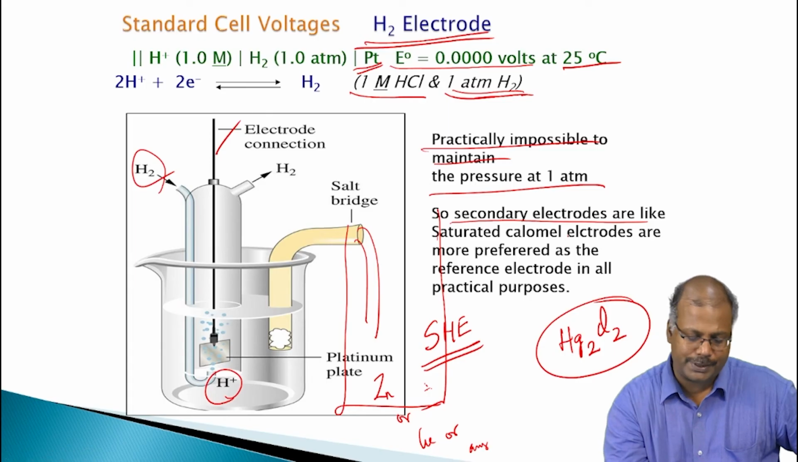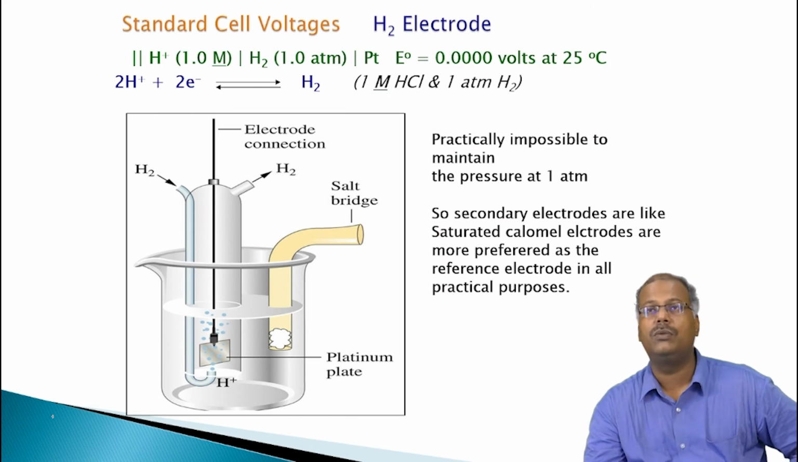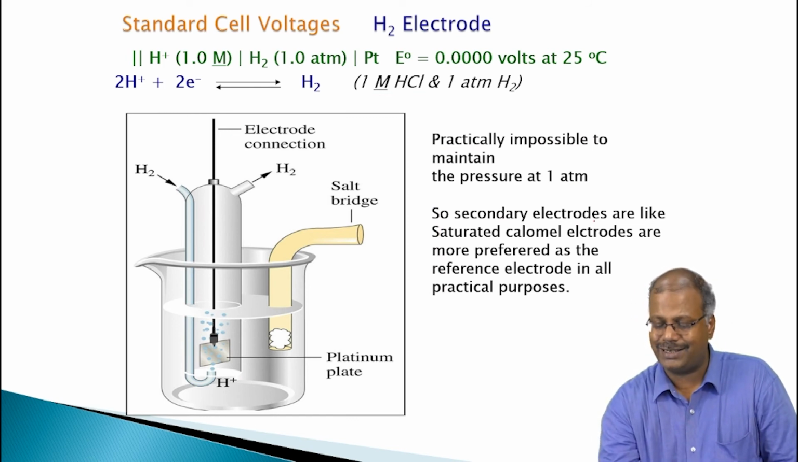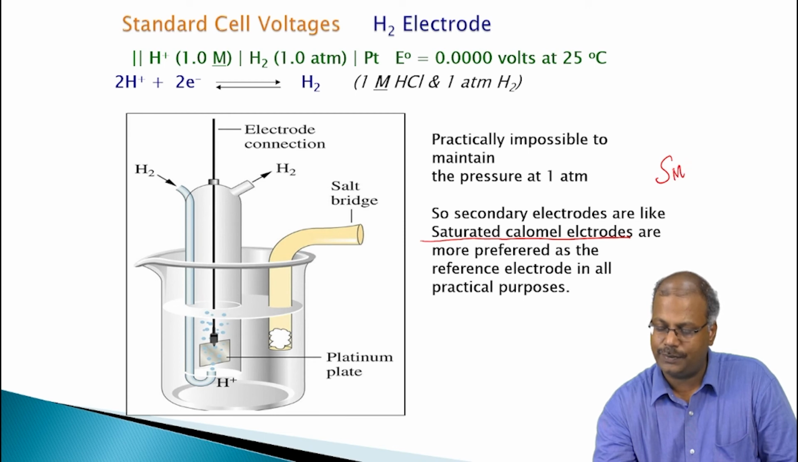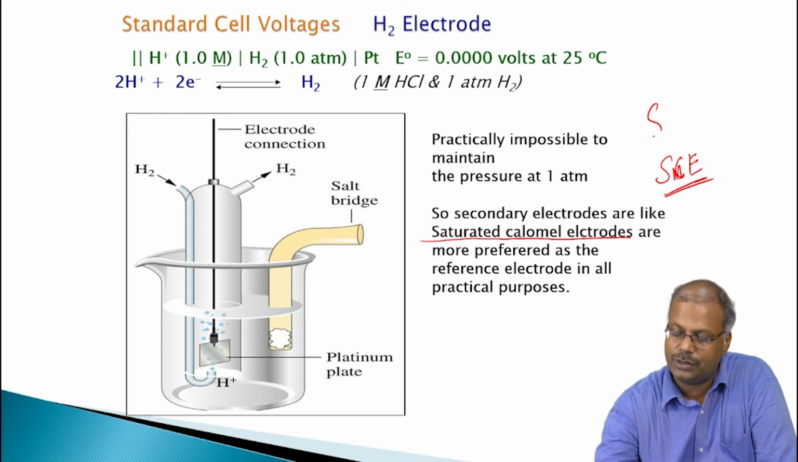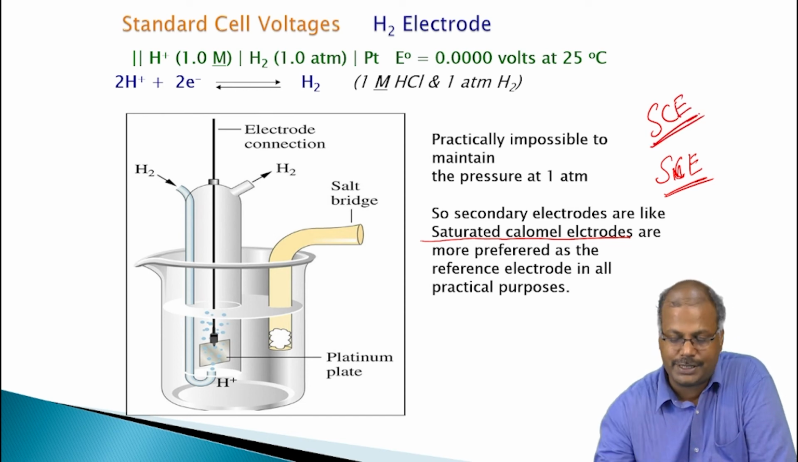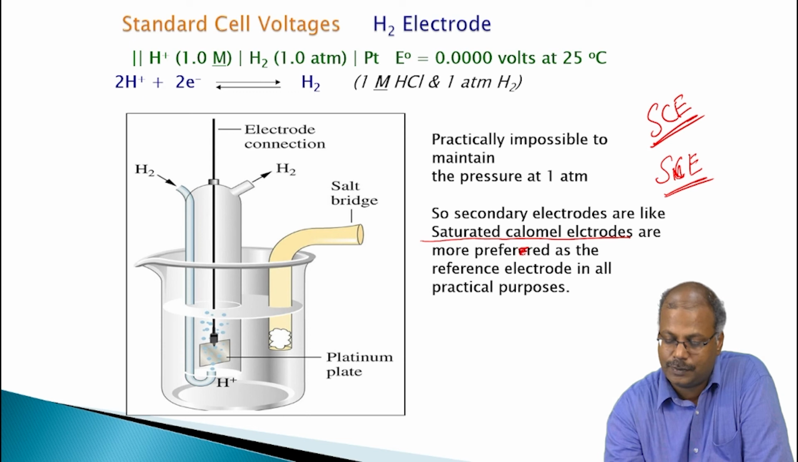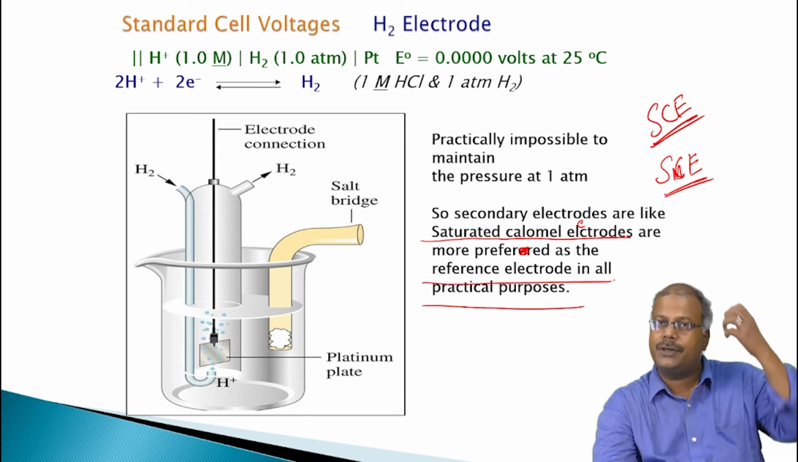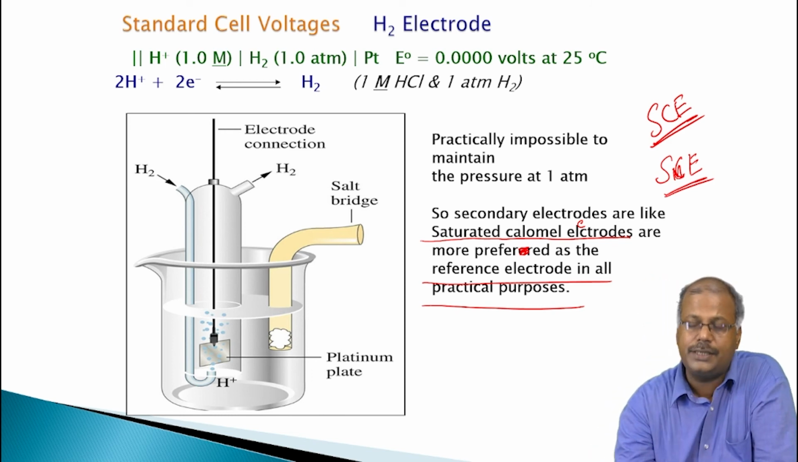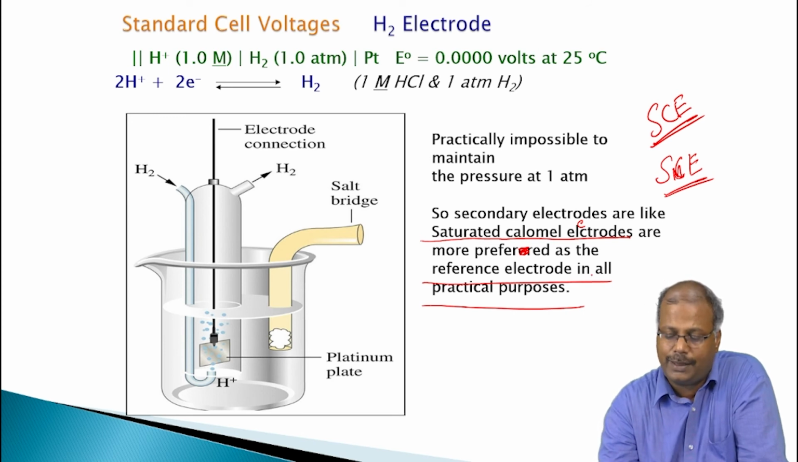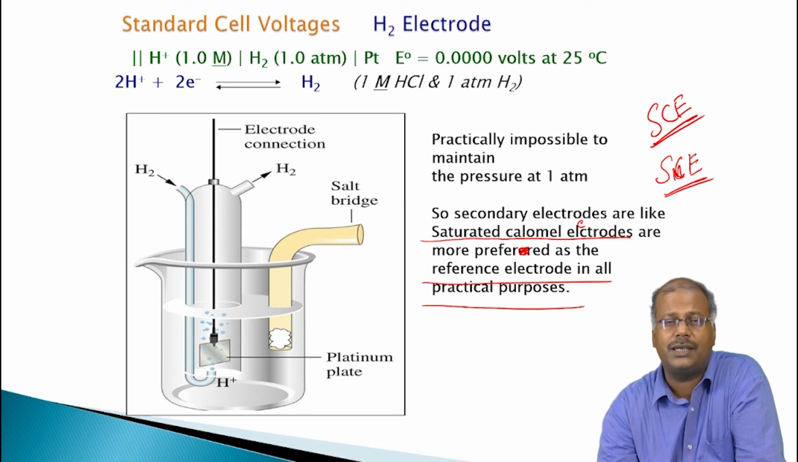So for all practical purposes and in labs, the standard hydrogen electrode is no longer used. People are using secondary electrodes like the saturated calomel electrode. There is a spelling mistake; in short form it is saturated calomel electrode, SCE, instead of SHE, standard hydrogen electrode. The saturated calomel electrode is more preferred as the reference electrode for all practical purposes because, as I told, there is difficulty in maintaining hydrogen gas at 1 atmosphere in the hydrogen electrode. So in labs and in many practical purposes for measuring the EMF, the saturated calomel electrode is used as a reference electrode instead of the hydrogen electrode.